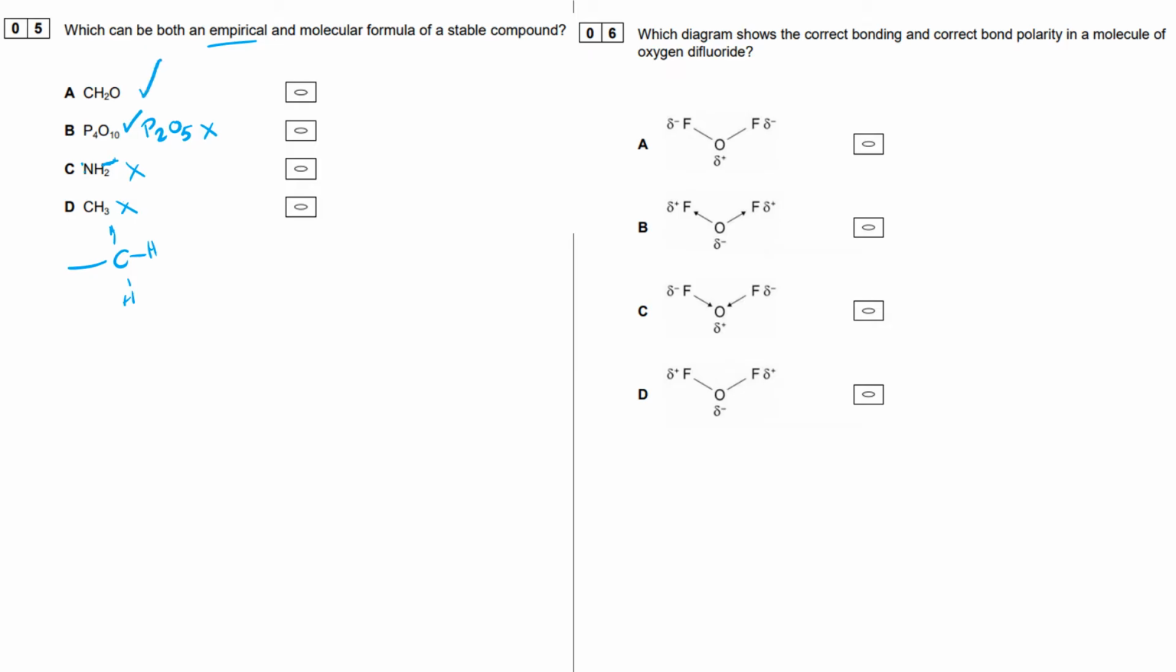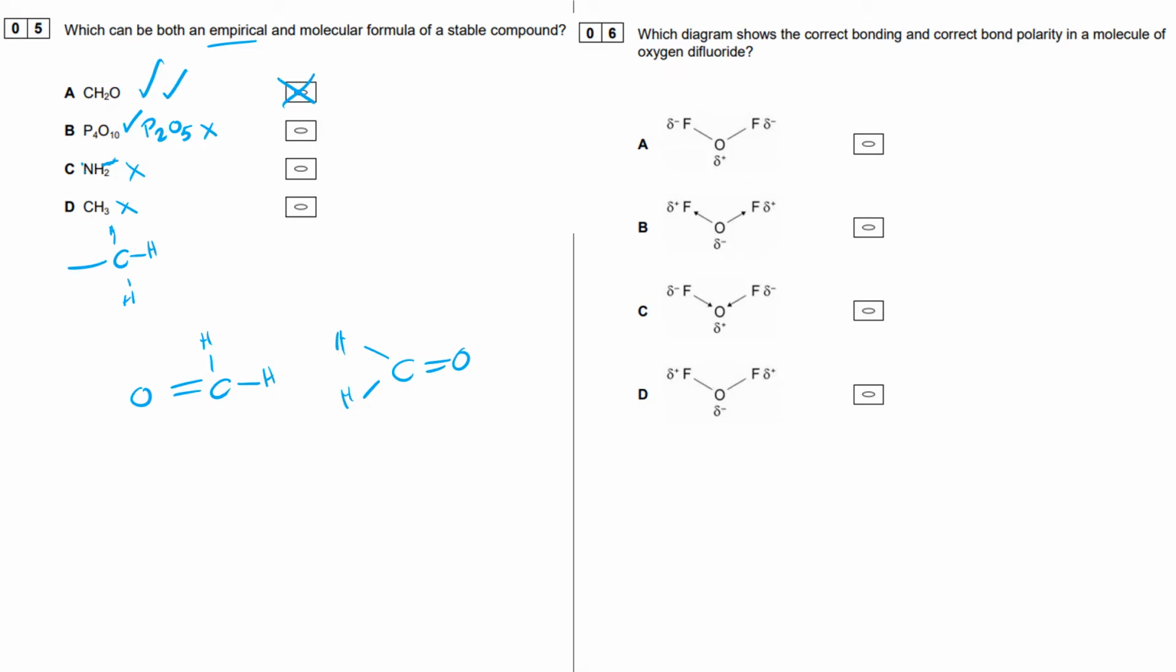CH2O, like I said before, is the correct answer. So CH2O, you've got 2 hydrogens bonded and an oxygen. Now oxygen should form 2 bonds, carbon should form 4 bonds to make it stable. So that is a stable molecule, and it is in fact methanal, which is often drawn like this instead. It's the simplest ratio as well. You've got 1 carbon, 2 hydrogens and an oxygen. So that's also the empirical formula as well as the molecular formula. Answer A is correct.